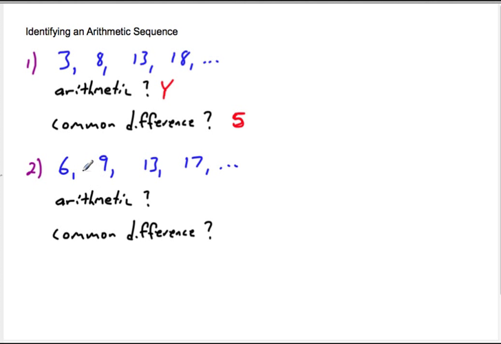Let's look at number 2. From 6 to 9, that's plus 3. From 9 to 13, that's plus 4. From 13 to 17, that's plus 4. So is this an arithmetic sequence? The answer is no, because the common difference is not the same every time. So there is no common difference.